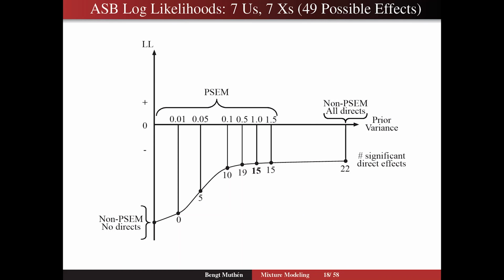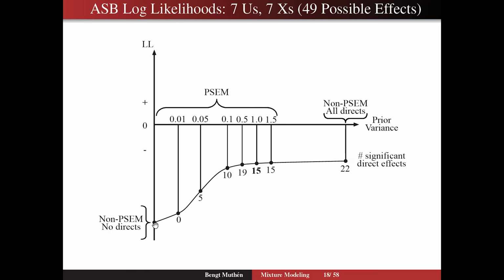So slide 18 then, we have this log likelihood graph again, the log likelihood on the y-axis and the prior variance on the x-axis. And then we have a log likelihood curve here, which we draw approximately from our results. It's not generated by Mplus. And we see that when we have an all direct effects run, the non-PSEM run with all direct effects, we get 22 significant direct effects of the possible 49.